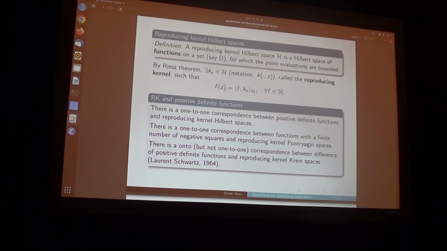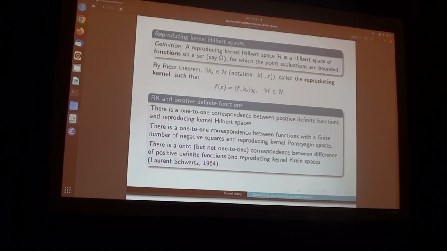And the reproducing kernel here, K, is a function of two variables, and it's positive definite. There is a very important result that there is a one-to-one correspondence between positive definite functions and reproducing kernel Hilbert spaces. In this lecture, I will really focus only on Hilbert spaces, but you could extend these to functions with negative squares and Pontryagin spaces.